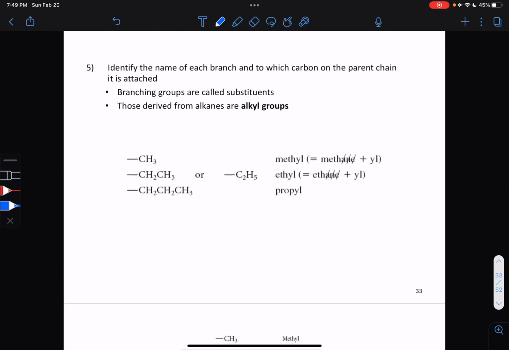All right, number 5 says identify the name of each branch and to which carbon on the parent chain it is attached. So that's what we did in the previous problem. We said either we have a 3-methyl or we would have a 4-methyl, and we decided that the 3-methyl was the correct way to label it due to our rules. So that's identifying which branch it is, because we said a CH3 is a methyl, because I told you it was a methyl, and the location is right here.